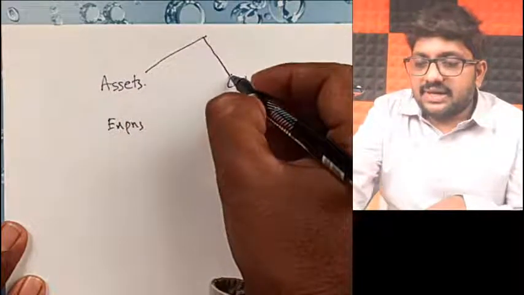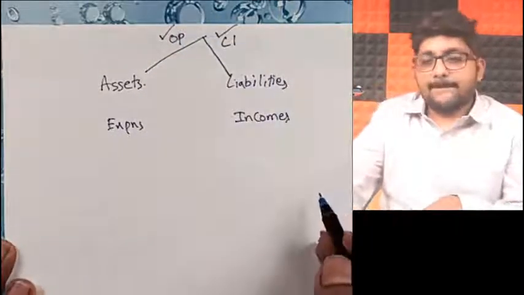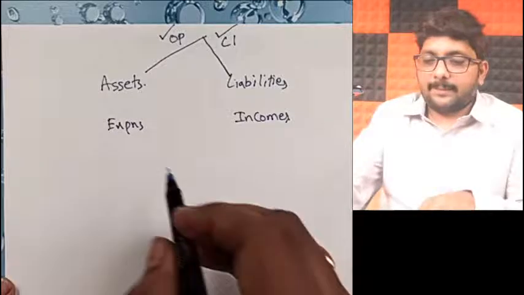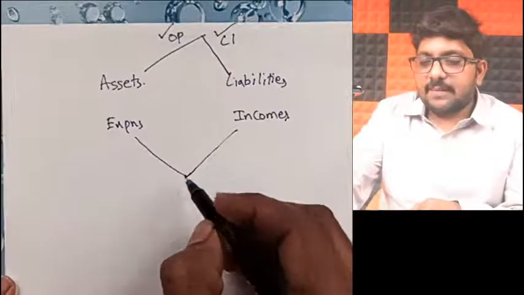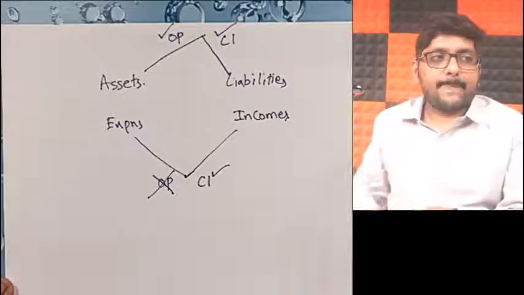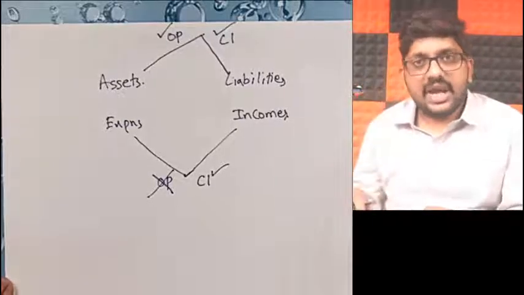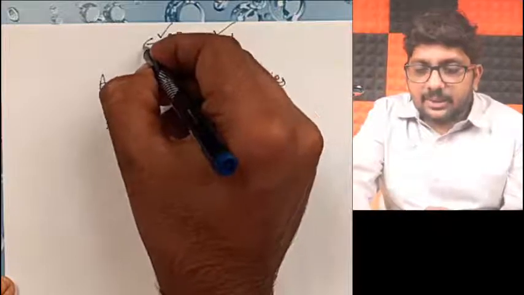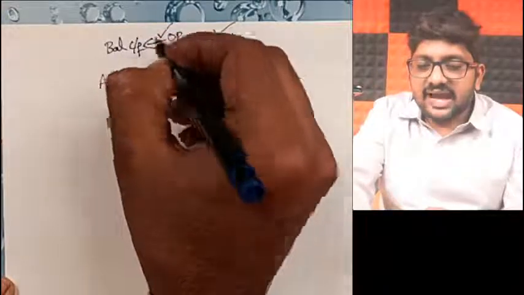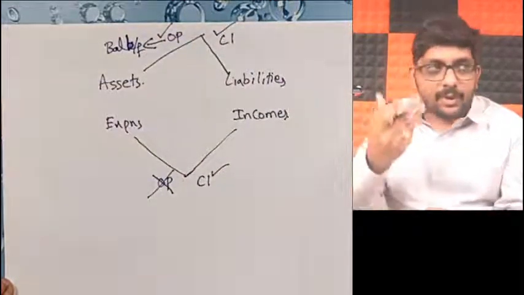Assets and liabilities may have both an opening balance and a closing balance. For expenses and incomes, the opening balance will not be there, but a closing balance could be there. Understood, friends? Now, the opening balances of assets and liabilities, both of these balances I will carry forward. Both will be brought forward.